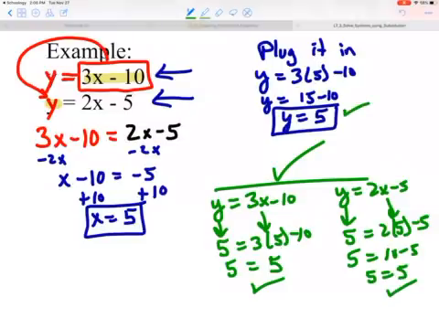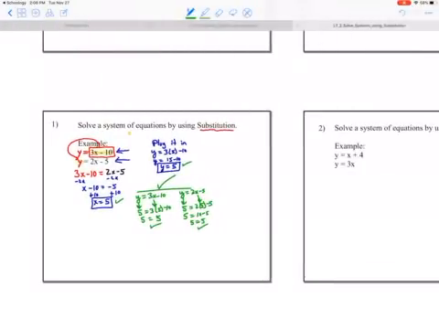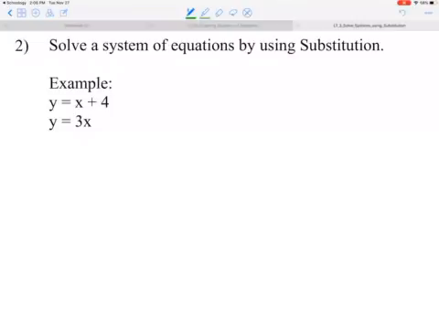When you get your answer for x and y, it should work to give you true statements in both of your equations. So always make sure that you are plugging it back in to double check your answers. Let's try another system. Why don't you pause the movie, try this one on your own, and press play when you are finished.